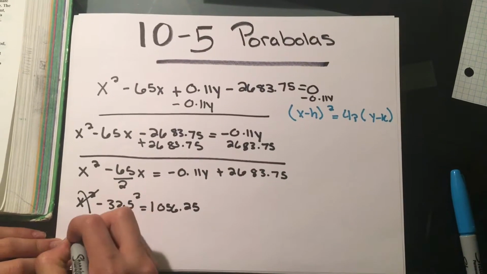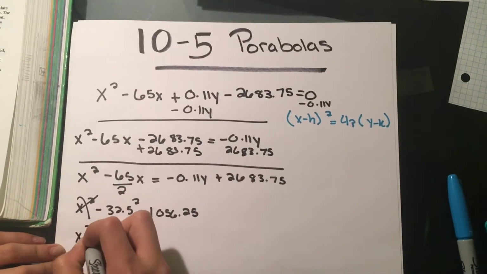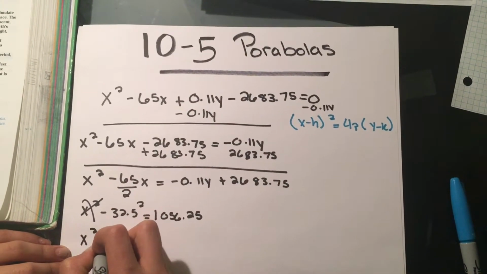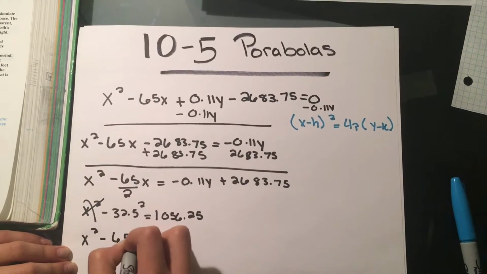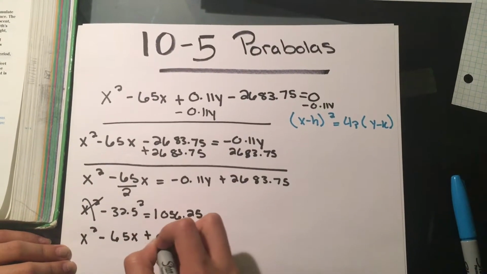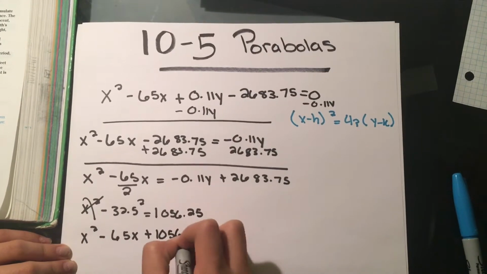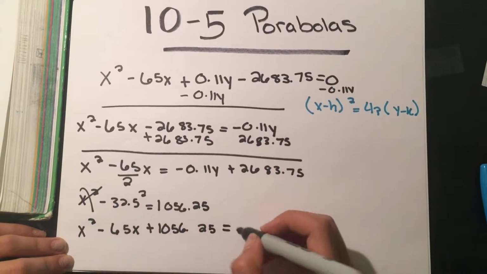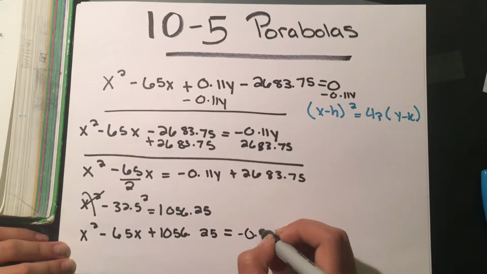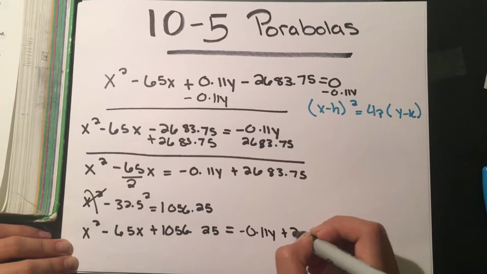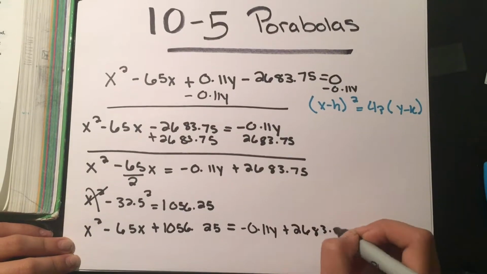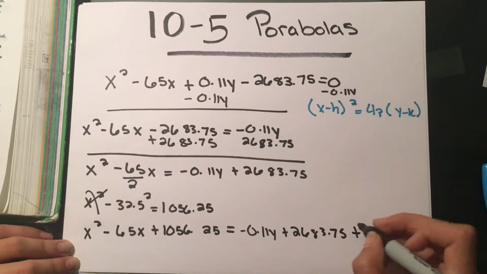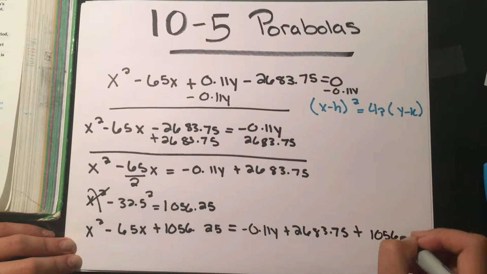So you're going to get x squared minus 65x, which is what you had at first, plus 1056.25. And then you're going to write that part of the equation again, negative 0.11y plus 2683.75, and then add the 1056.25.